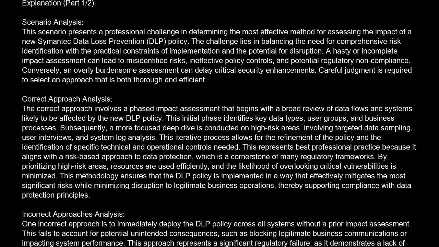The correct answer is B. Conduct a phased impact assessment, starting with a broad review of data flows and systems, followed by a focused deep dive into high-risk areas, incorporating data sampling and user feedback.